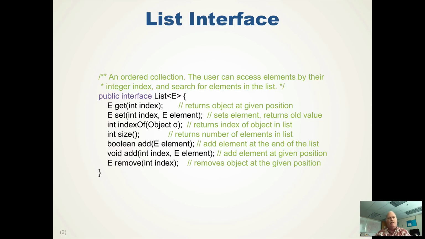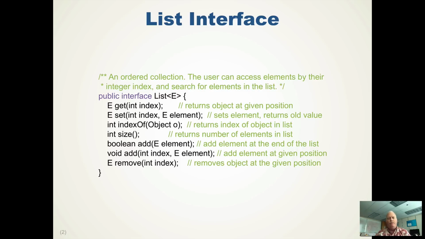We can find out the index of an object, see if it's in the list. We can say how many items are in the list. We can add an element to the end of the list. We can add an element into the middle of the list at the index, and we can remove an item from the list at an index. So we can grow and shrink our list.